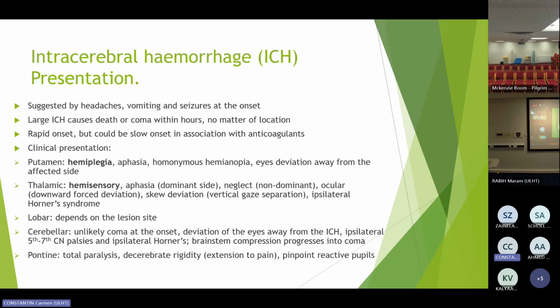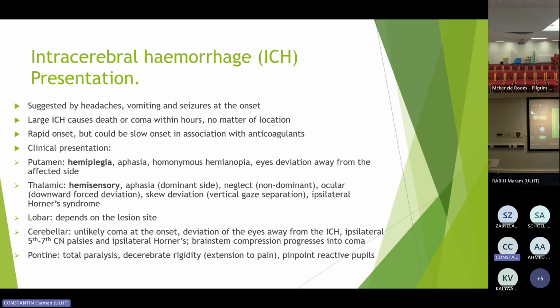So what are the clinical presentations? I just picked a few locations, for example, putamen, so deep brain. This is middle cerebral artery territory, where the patient is presenting with hemiplegia, so motor deficit, aphasia, loss of speech, also homonymous hemianopia, so visual field loss. We could have eye deviation away from the affected side. This is typical of putamen.